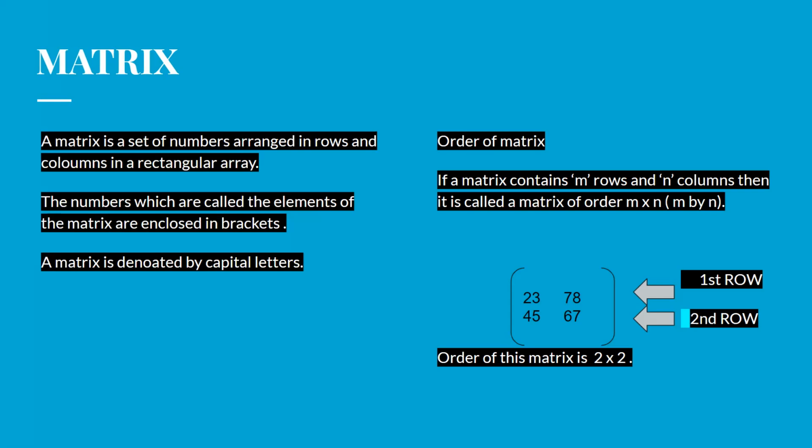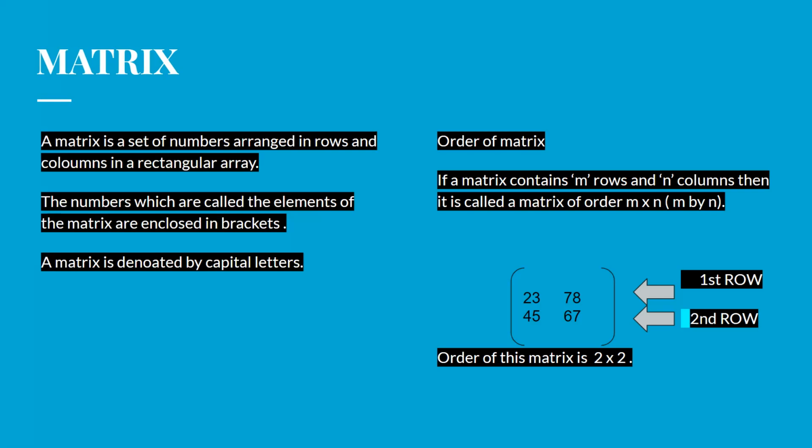There is a column 23 and 40. It means there is a matrix which is given inside the bracket. Some numbers are written: 23, 78, 45, 67. These numbers, which are called elements of the matrix, are enclosed in the bracket. So each one is known as an element, and when we denote the matrix, it is denoted by a capital letter.